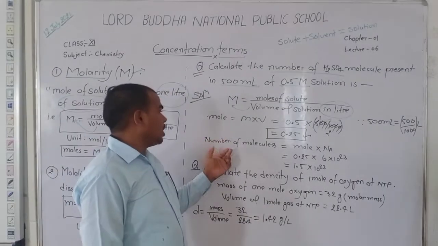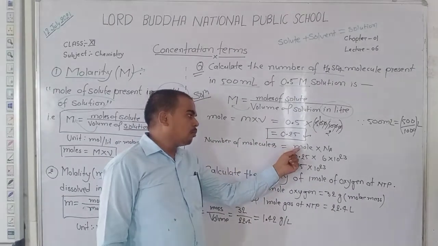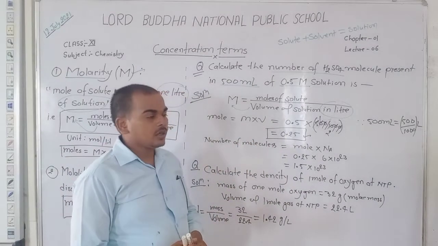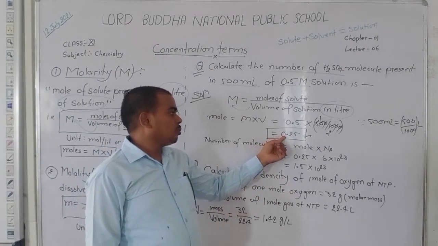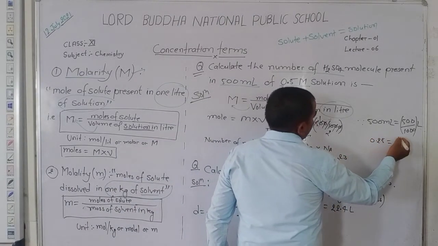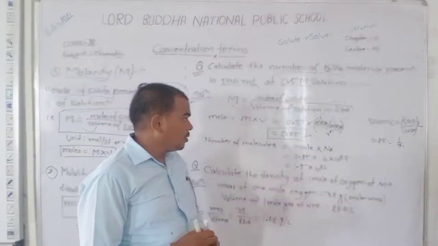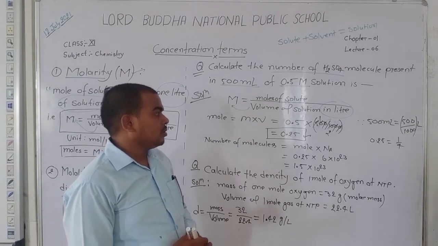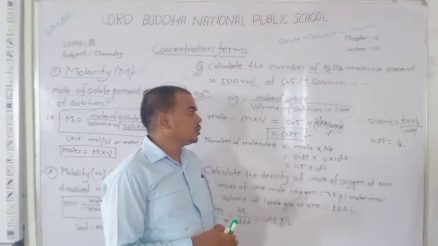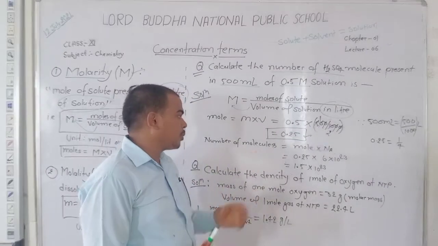Okay. Now apply the formula. Number of molecules is equal to mole into NA. You already calculated the mole of solution. The mole of solution is 0.25. Dear student, 0.25 is also written as 1 by 4. For solving questions faster, you can use 1 by 4 at the place of 0.25 and put it here.